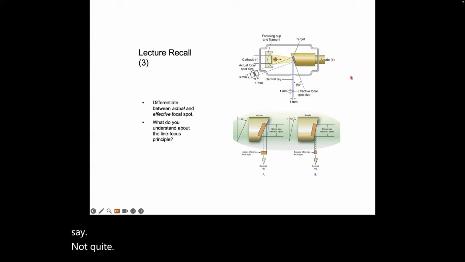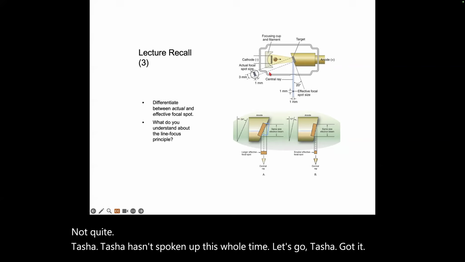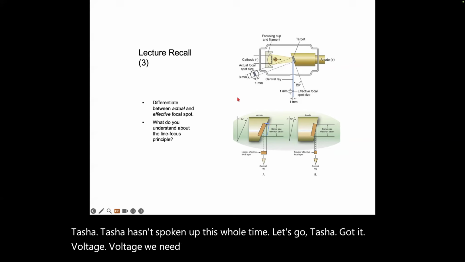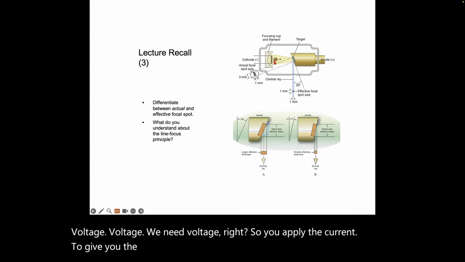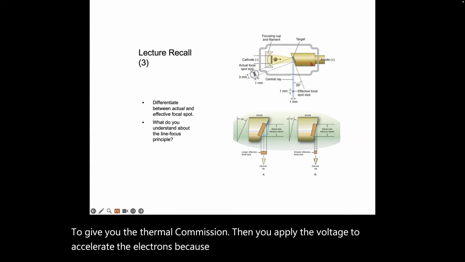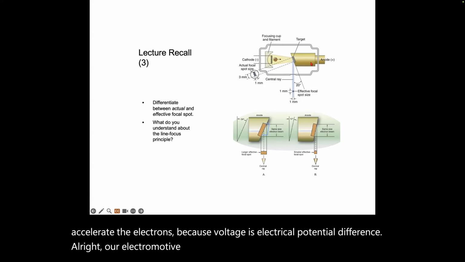Tasha hasn't spoken up this whole time. Let's go. Tasha's got it. I would say high voltage. Voltage. We need voltage, right? So you apply the current to give you the thermionic emission, then you apply the voltage to accelerate the electrons because voltage is the electrical potential difference, right? Or electromotive force.